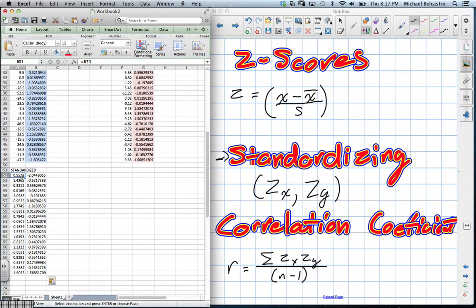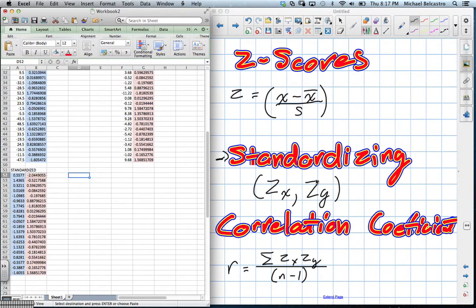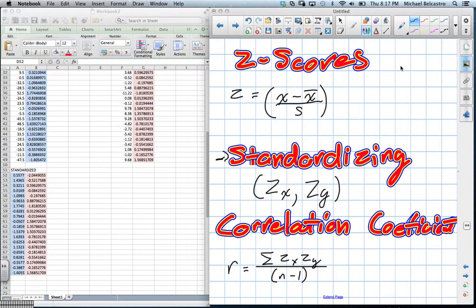There we go. Okay, so these are all of our X values, ZX, and these are all our Z scores for our Y values. Okay, so they're beside each other. So we have those two now. Now remember, that would be all of our coordinates. We would plot those on a graph.